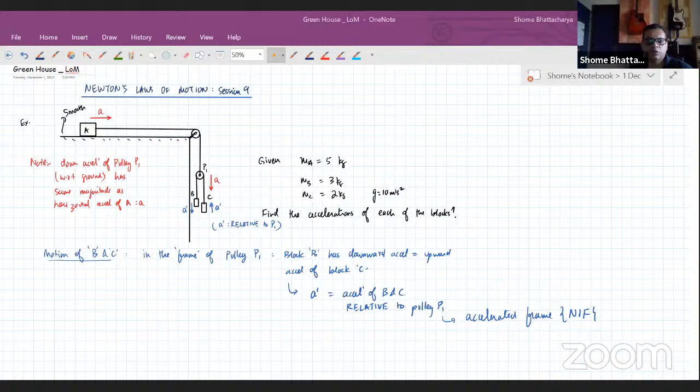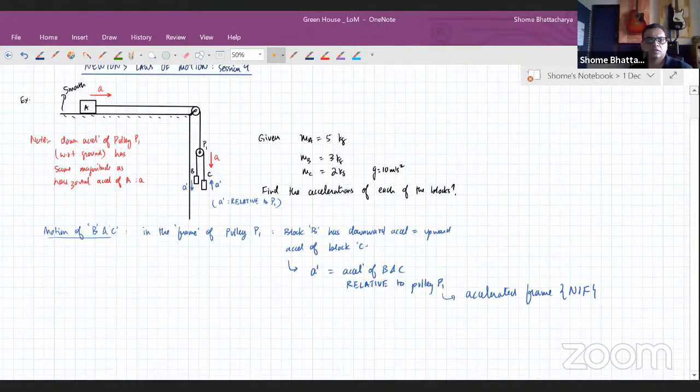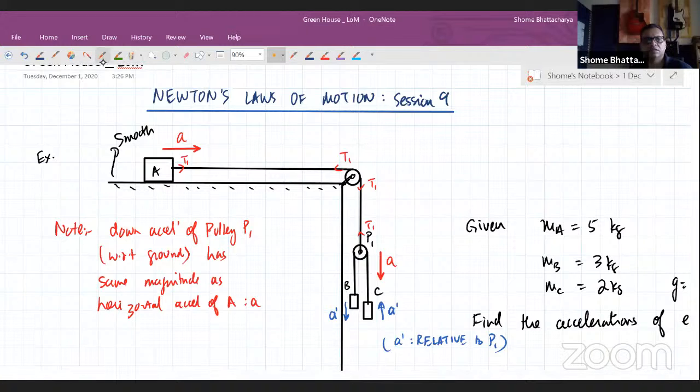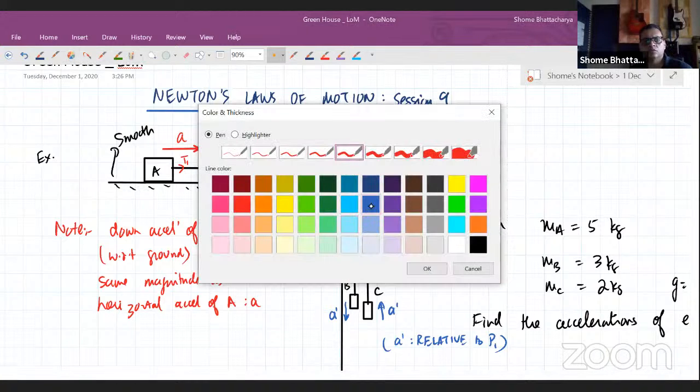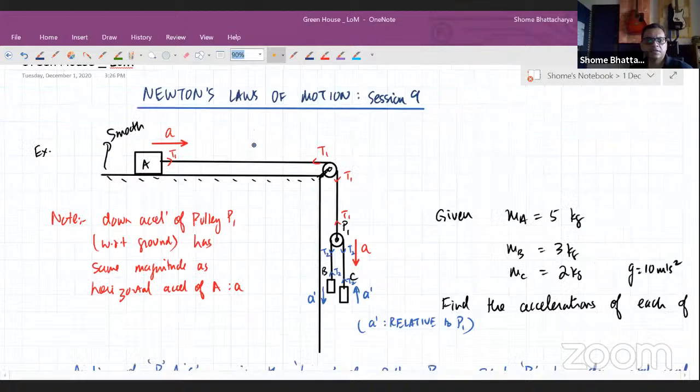Okay, so now let's make the free body diagrams. Okay, so again coming back to the free body diagrams, let us say the tension in this string is suppose T1, okay, and the tension in the second string is suppose T2. So the first thing we'll do is the relationship between T1 and T2, because the pulley P1 is massless. Okay, that thing we had learned in the last lecture, that will come into play.